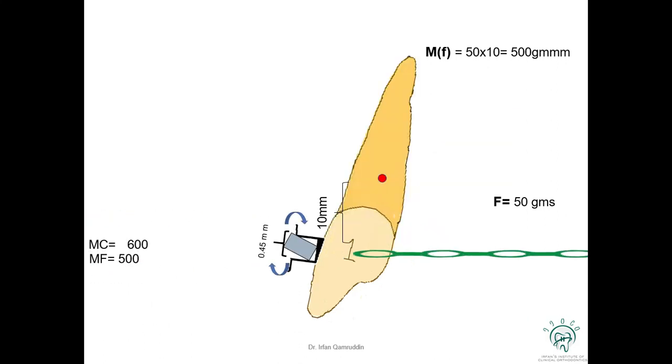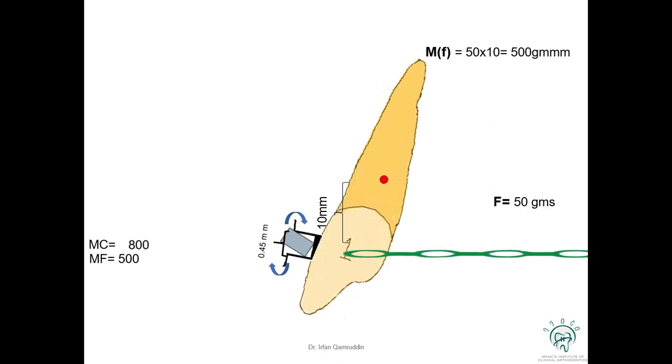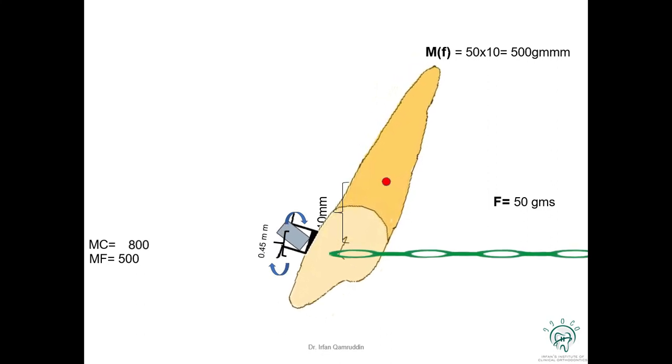If you have given more twist in the wire, and the moment of couple has increased up to 800 gram millimeter, then there will be pure torque. And if you remember from your basics, whenever you apply just a couple, the center of resistance and center of rotation are both at the same point. The ratio between force and moment of couple is 1:more than 12.